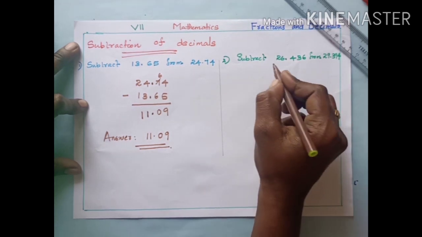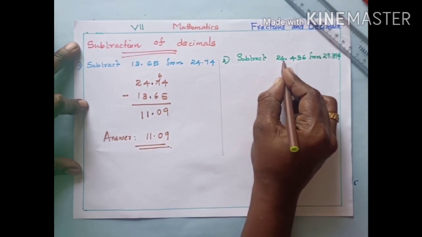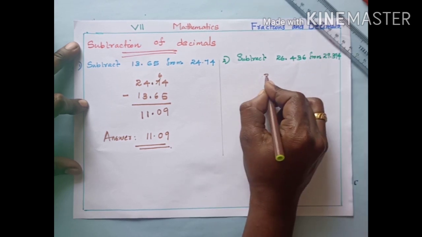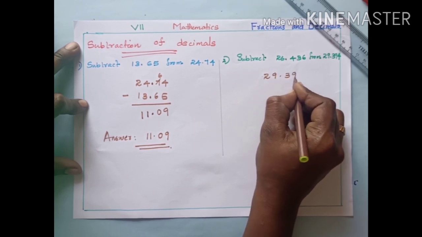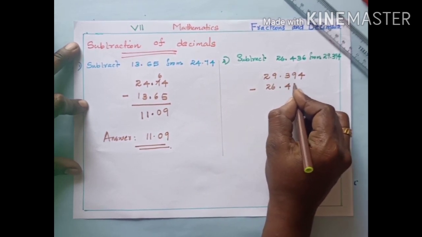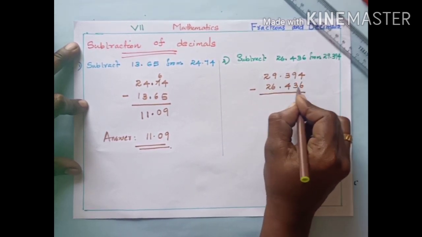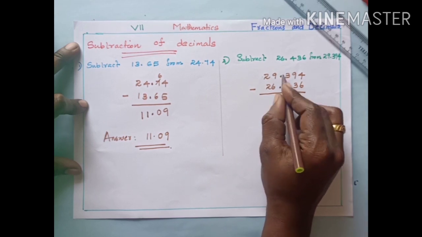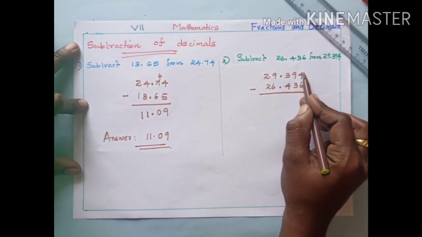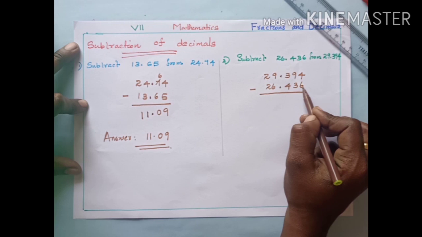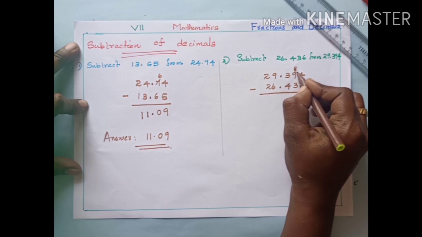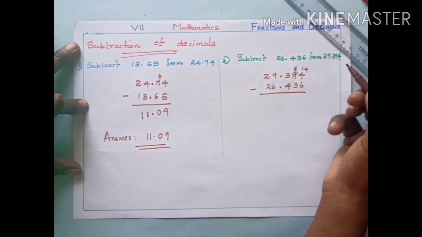Okay, next is a bigger number. Subtract 26.436 from 29.394. The bigger number 29.394 minus 26.436. See, the decimal points are in the same column. Then subtract the same decimal places. 4 minus 6 is not possible. Subtract by borrowing, so this changes into 9. Take 1 from 9, 14.